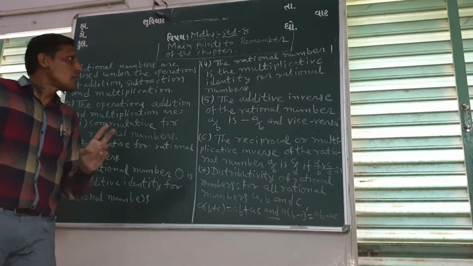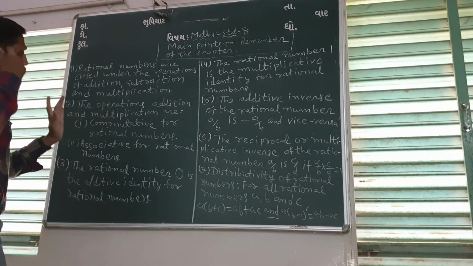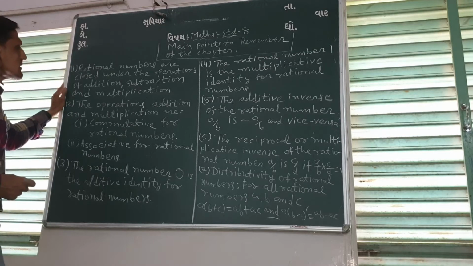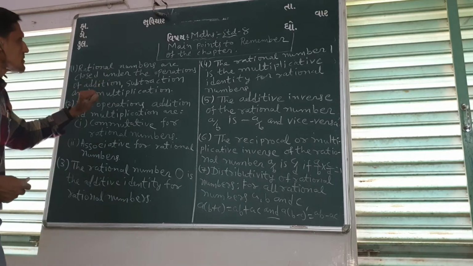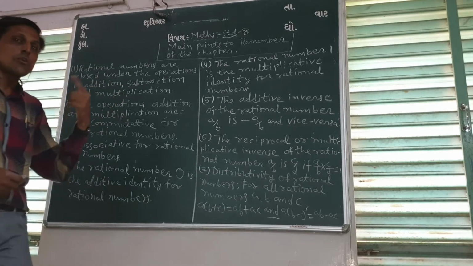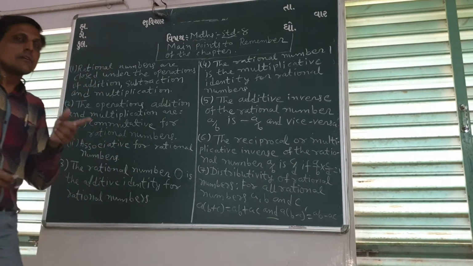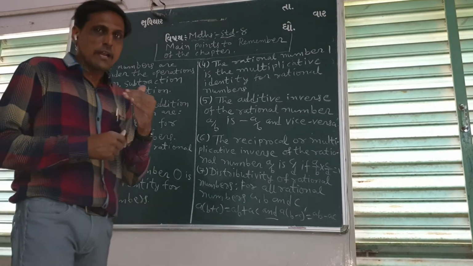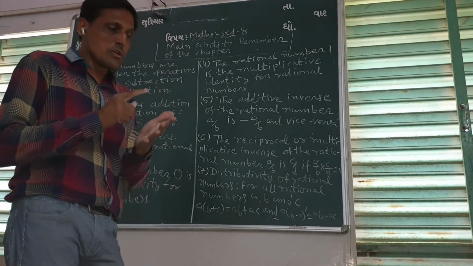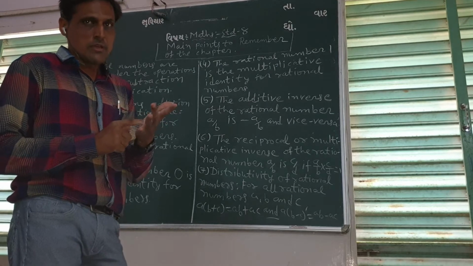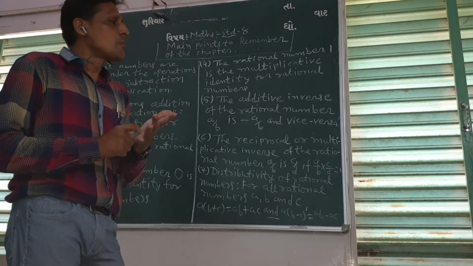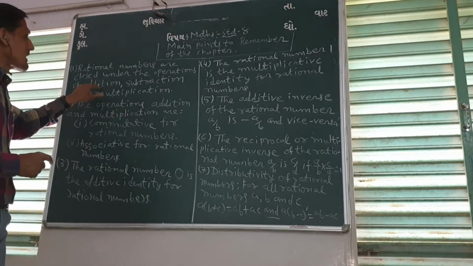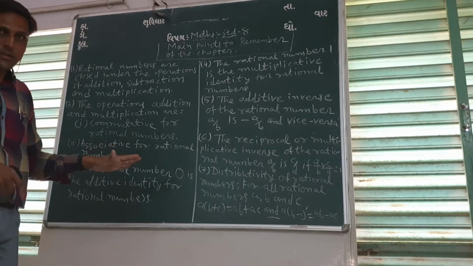They are not closed for what? Division. Right? If we divide two rational numbers, we can get a rational number, but it is not necessary, because division by zero is not possible. Right? We can't divide any number by 0. So, in the closure statement we have written addition, subtraction, multiplication, but we have not written division.